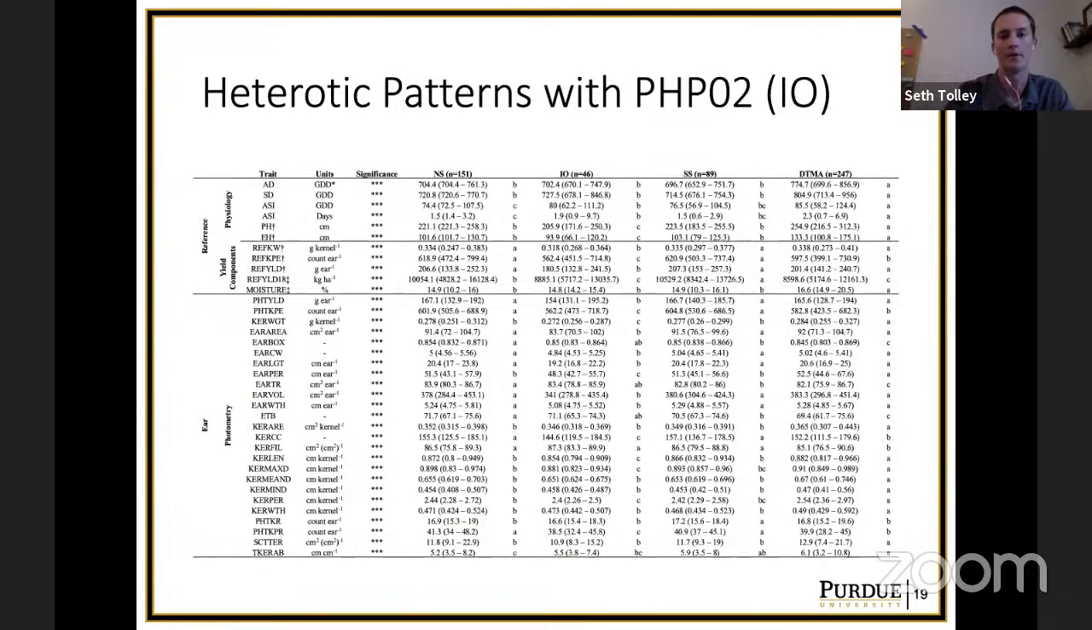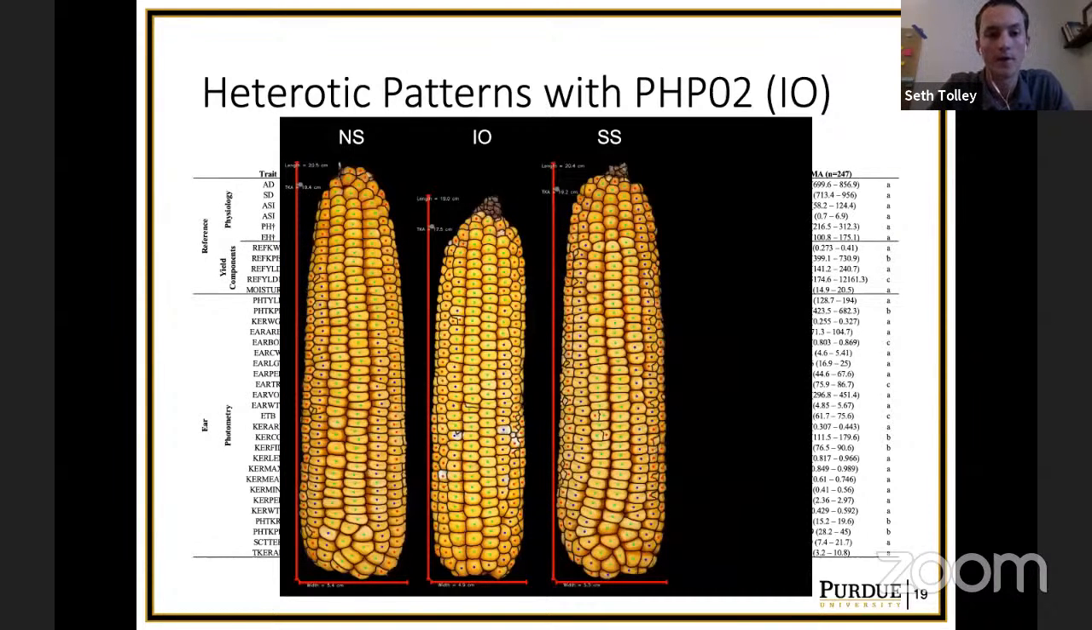So then looking at the heterotic patterns with PHPO2, the Ident tester, we found a similar story where the non-stiff stalks and the stiff stalks were not significantly different in terms of their yields. However, when you then looked at the Ident lines, that's when you saw a significant reduction in yield. This was again based on kernels per ear and overall ear length rather than the individual kernel characteristics, as was previously mentioned when we looked at it in combination with PHB47, the stiff stalk tester.